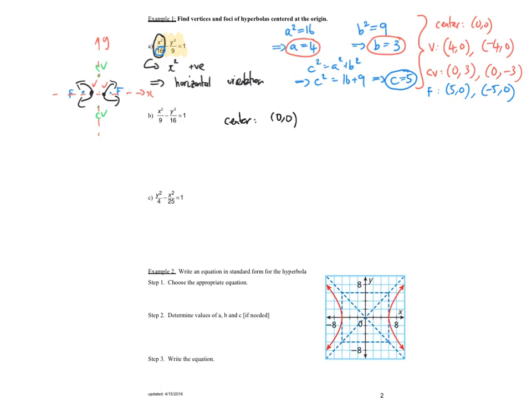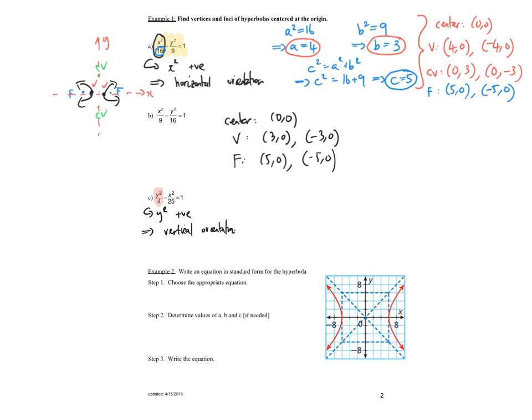So we're still centered at the origin. The vertices this time will be at 3, 0 and negative 3, 0, and the foci will be at, again, 5, 0 and negative 5, 0. I do want to look at C though, because it's a little bit different. Notice this time the positive term is the y squared. So because y squared is positive, that means the hyperbola has a vertical orientation. Y squared being positive should make us think of the y-axis, should make us think vertical.